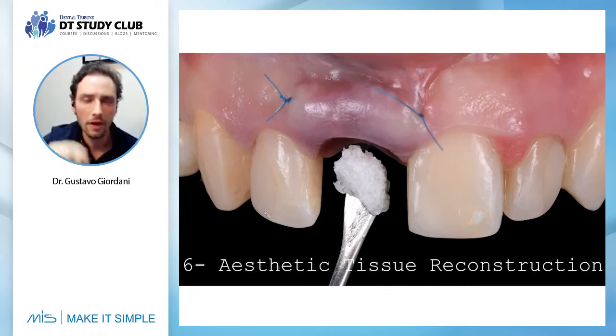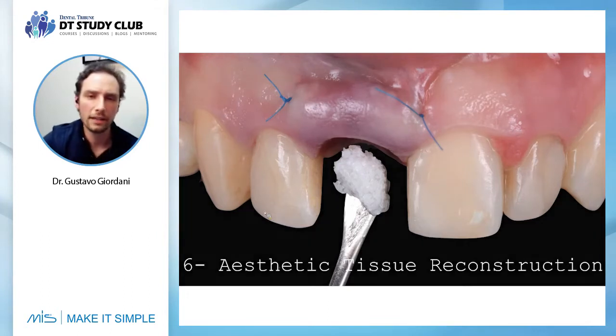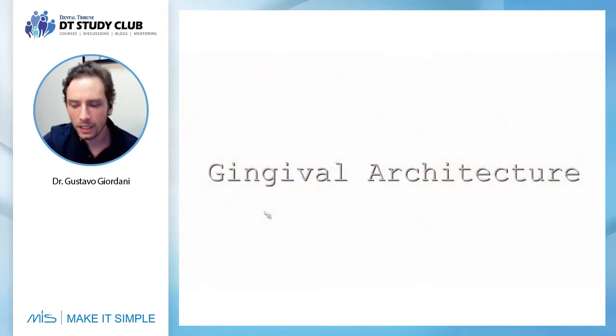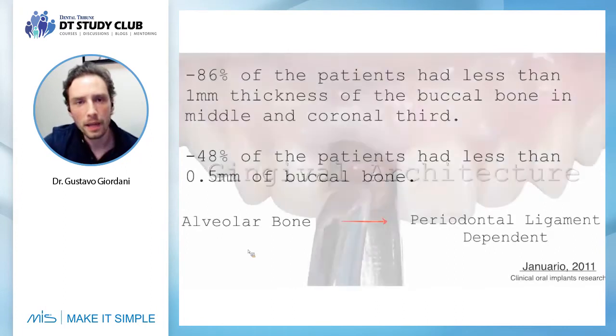Very important step to have predictability in the long term. Why is it very important to do the aesthetic tissue reconstruction? Because we need to understand that after the extraction, some changes will happen in our patient. We're gonna change the gingival architecture. Let's use this paper to understand this.